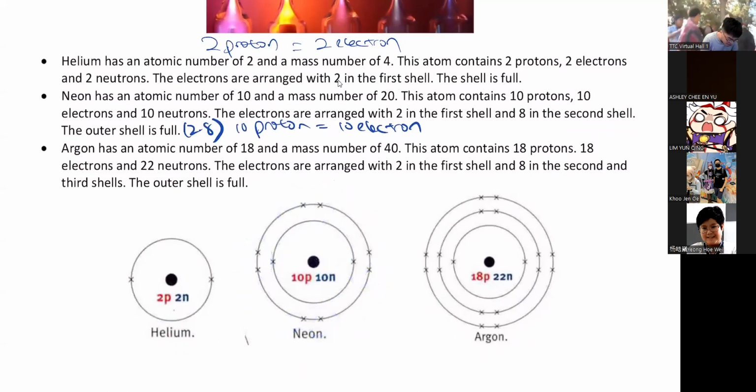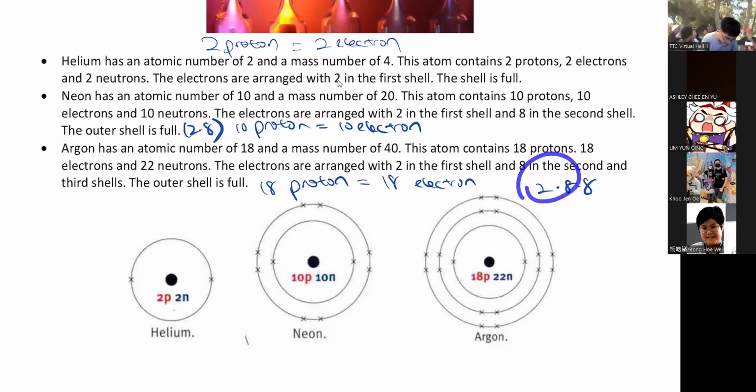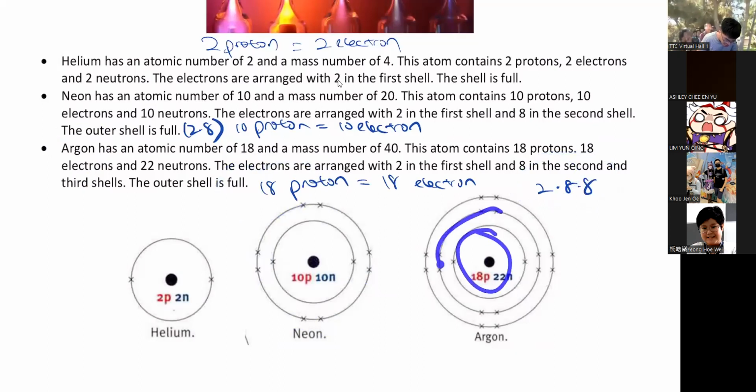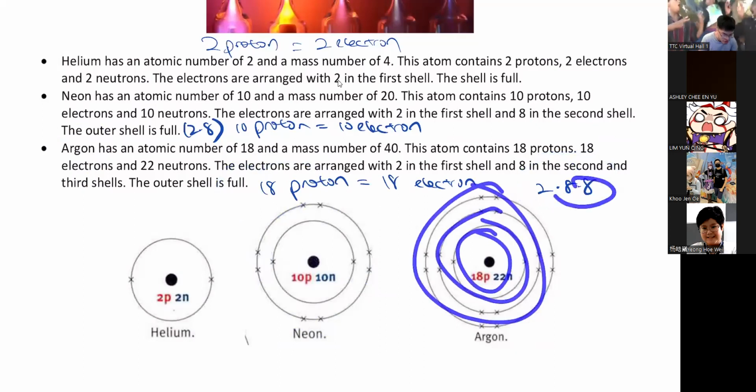And then argon, same thing. You have 18, that means 18 protons and 18 electrons. So how are they arranged? 2.8.8, because 2 plus 8 is 10, and 10 plus 8 is 18. So first shell 2, second shell 8, third shell 8. So the outermost shell is full.